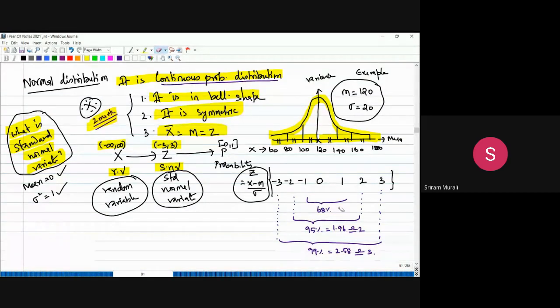If I vary from -1 to 1, then 68% is okay, 32% is not correct. If I vary from -2 to 2, then 95% okay, 5% is error. Error term means some mistake, some ifs and buts are there. If I vary from -3 to 3 from the mean, then 99.73% is confident, 0.27% is error.